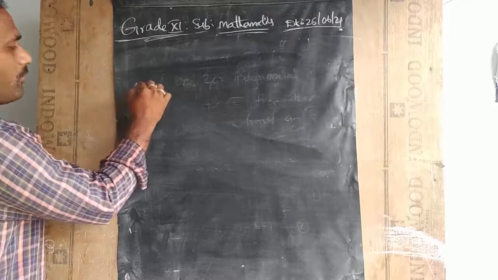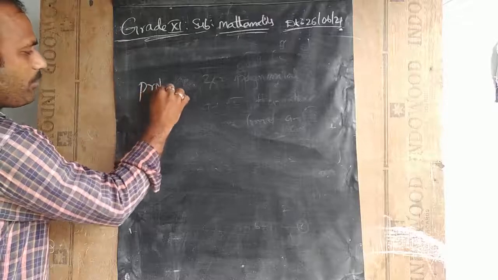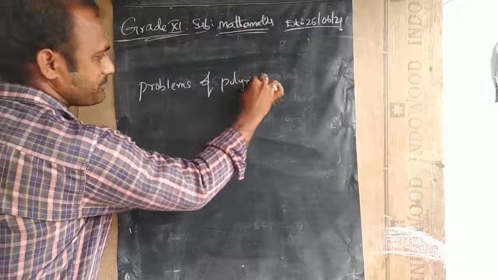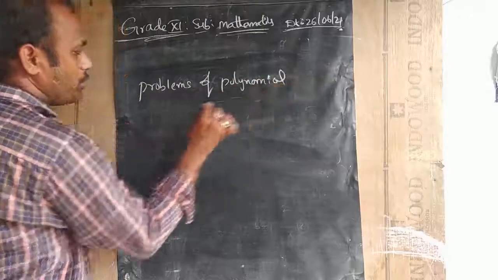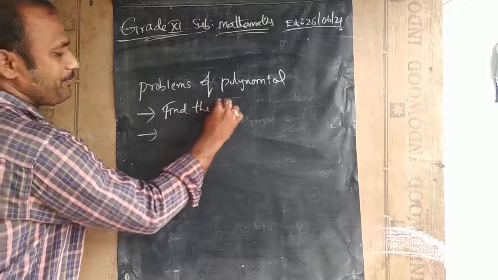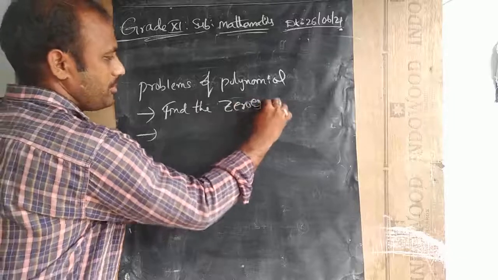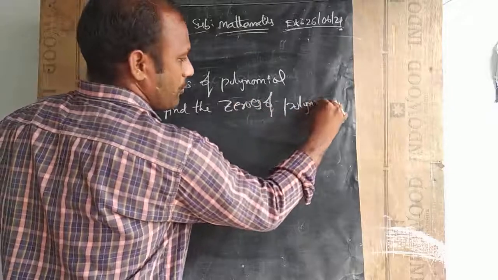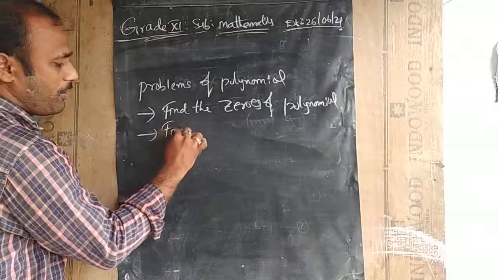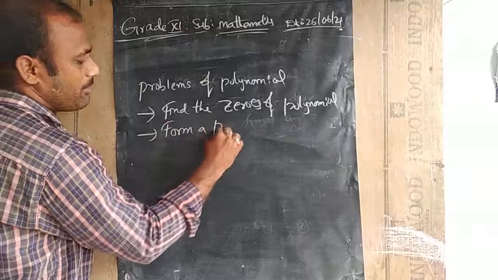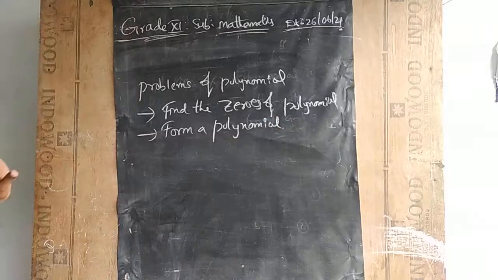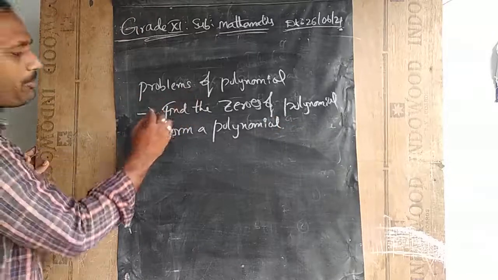See, what are the problems, that is, the questions on polynomials we can come across? Only two types of problems we can come across. First question, find the zeros of the polynomial. Second question, form or frame a polynomial. So these two types of questions are going to arise in our polynomials topic.